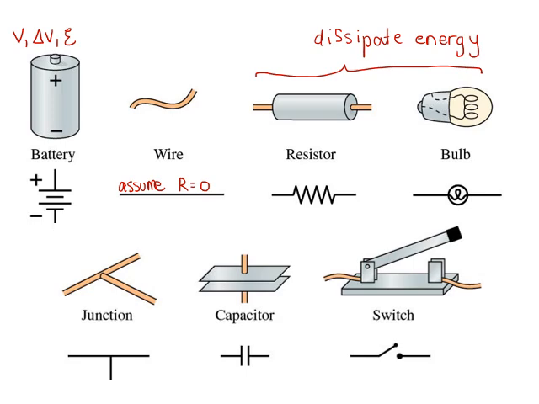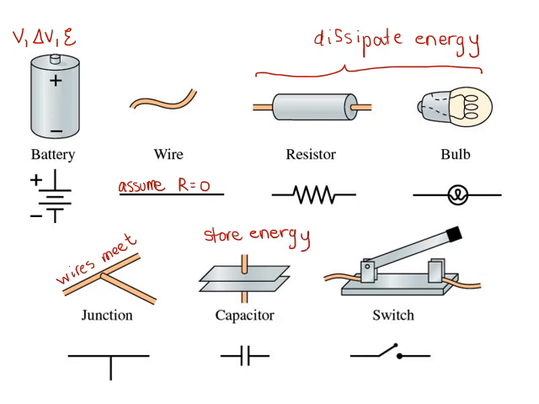Okay, next we come to a junction. A junction is a place where wires meet. And of course, the important thing we're going to think about at junctions is that this is a place where a current can split off. It can go one of two paths. And we have capacitors, which we've already met. We know that capacitors store up energy.